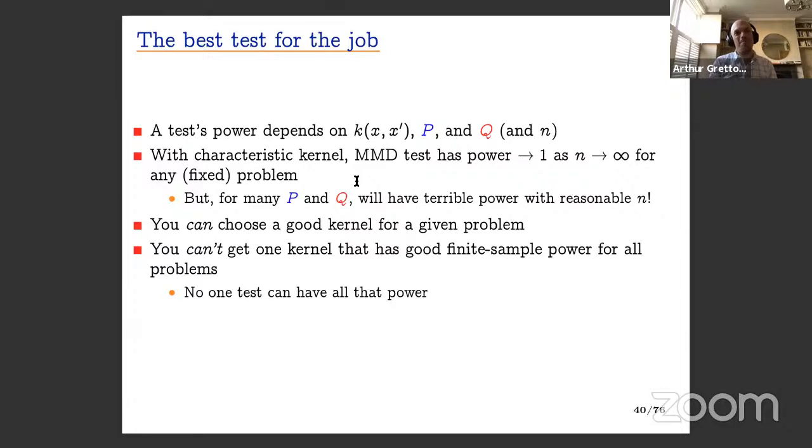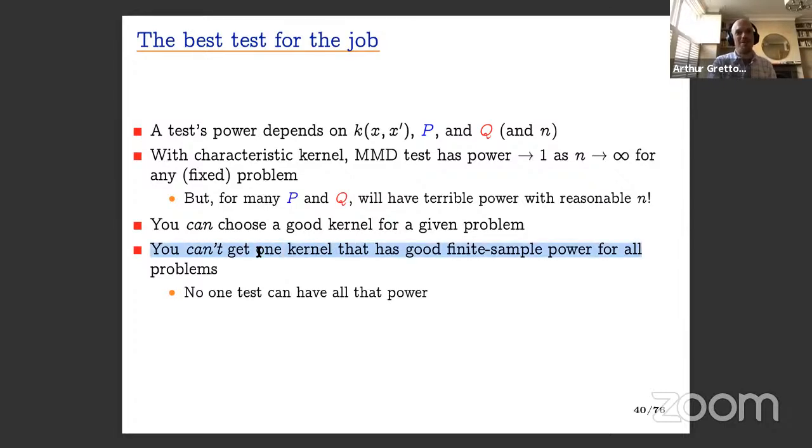So in the space of characteristic kernels, I might want to choose a good kernel for my problem. A good kernel will depend on n, and is something that I can choose in a problem-specific way. There isn't a single characteristic kernel that solves all problems best. Different problems are going to use different characteristic kernels to get good power for finite n.